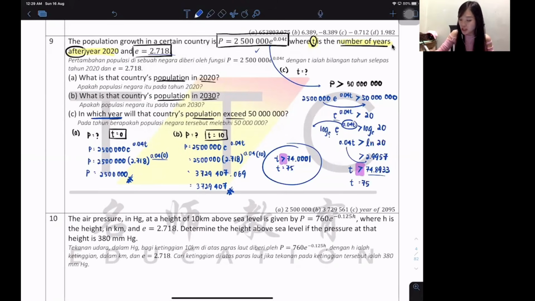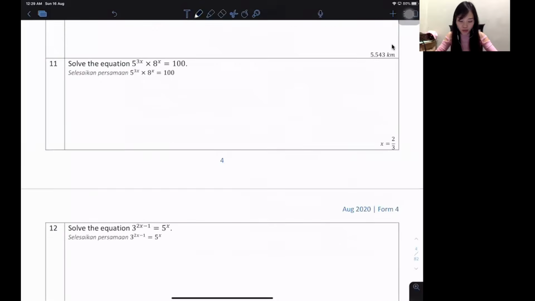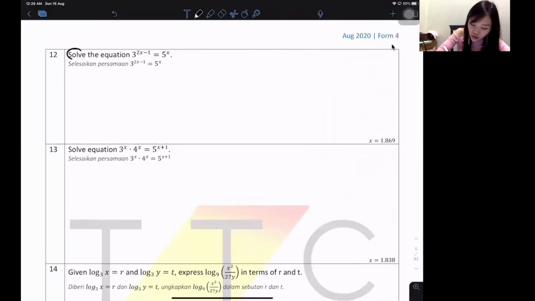So how do you write out the year? Isn't it everything we count after 2020? Correct? And then 2021 is 1, 2022 is 2. So everything follows the number. So now 2020, after 75 years, isn't it year 2095? 2095 will be the year that this particular country will have people more than 50 million. Understand what I say? I hope you understand everything I say. Shall we? 12. Continue, solve.